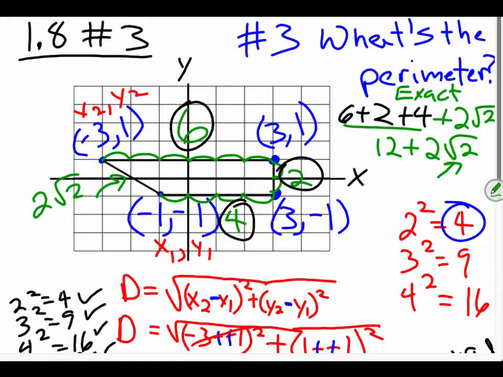Because the square root of 2 is actually an irrational number, right? It never repeats, it never ends, it never terminates. If you were to put that in your calculator, you get 1.414... and it never repeats and it never ends.